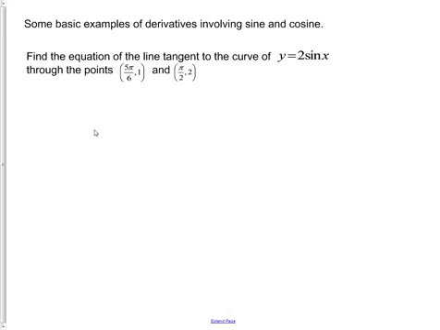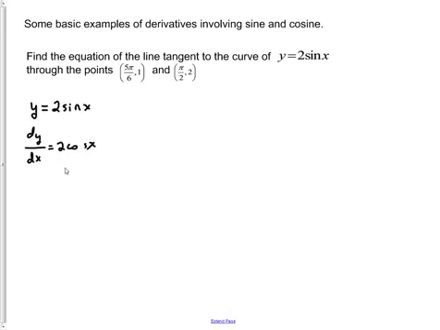First things first, we're given y equals 2 sine of x. What we're looking for is the line tangent to this curve at certain points, so we have to find dy/dx. Let's try that again. dy/dx is what we're looking for, and by the constant multiple rule this is going to become 2 times the cosine of x. So far so good, right?